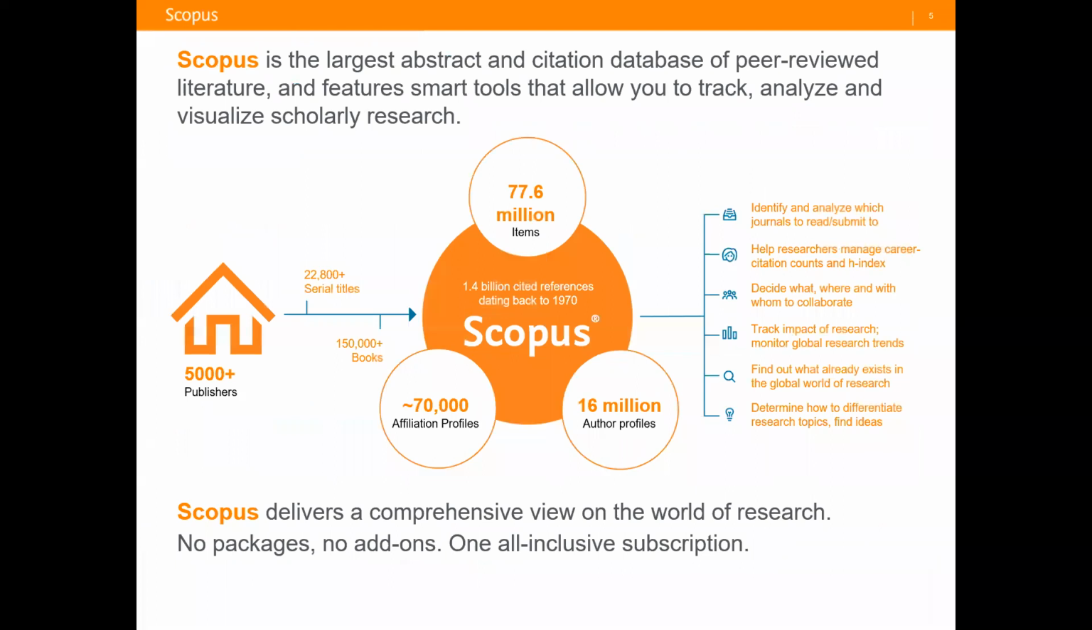So I mentioned that we are the world's largest abstract and citation database of peer-reviewed literature that allows you to track, analyze, and to visualize scholarly research. So we have approximately about 77.6 million items. We have over 16 million author profiles and over 70,000 affiliation profiles, including USM.